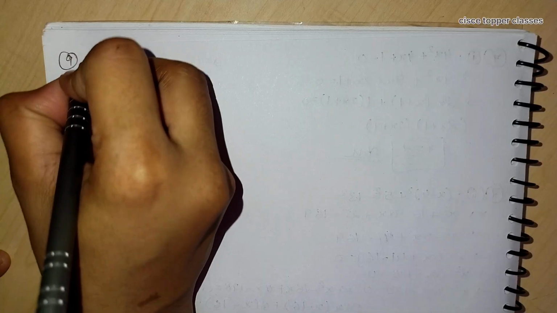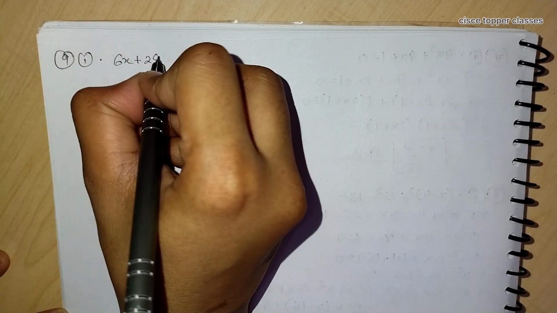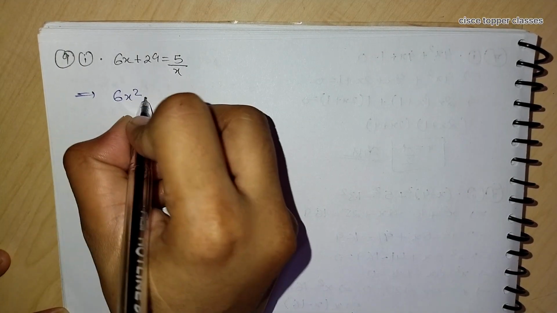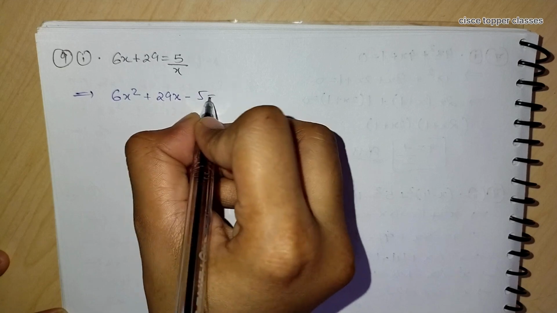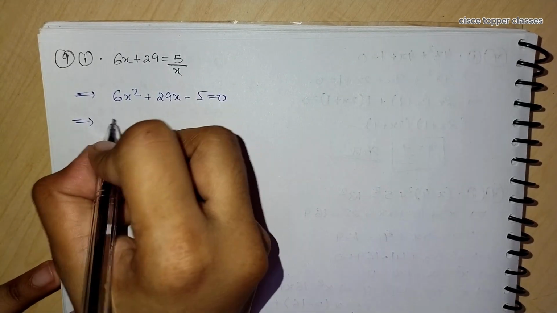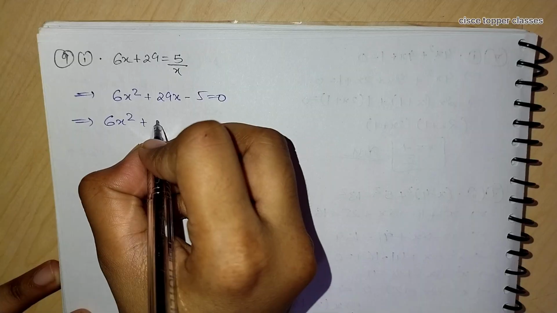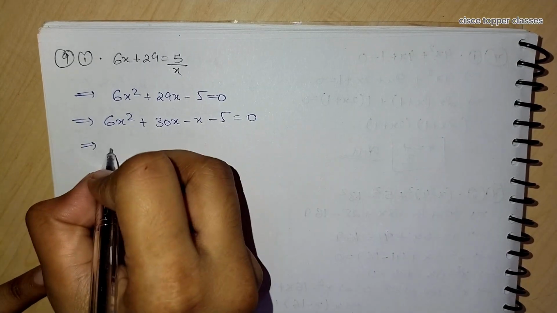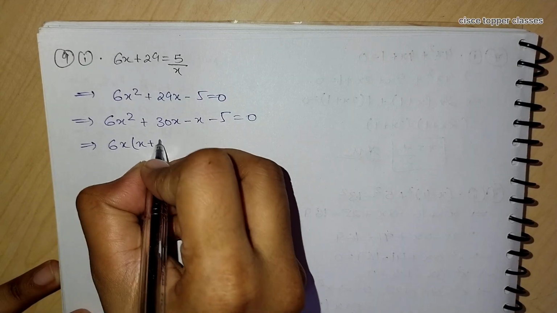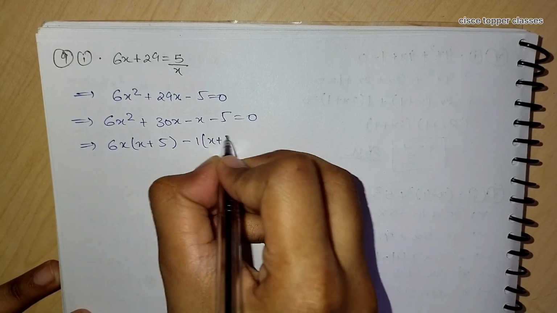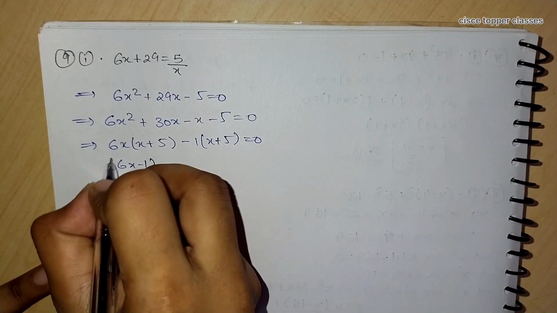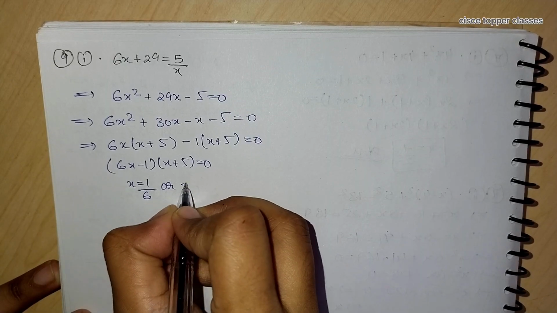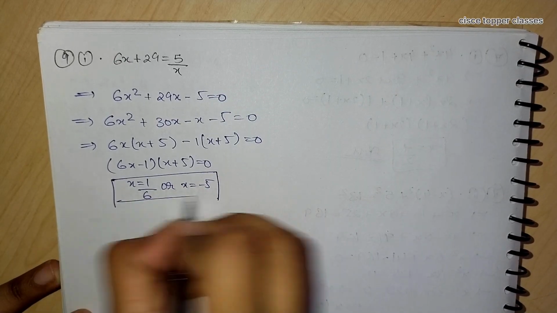Now let us solve ninth first part here, which is 6x plus 29 equal to 5 by x. So here we can simply write as 6x square plus 29x minus 5 equal to 0. It will be 6 into 5 as 30. So 6x square plus 30x minus x minus 5 equal to 0. Taking 6x as common, x plus 5 minus 1, x plus 5. So simply we can write as 6x minus 1 and x plus 5 equal to 0. x is equal to 1 by 6 or x is equal to minus 5 is the final answer here in this question.